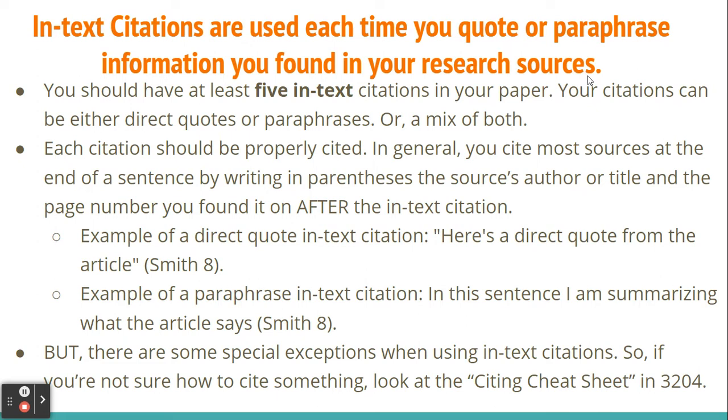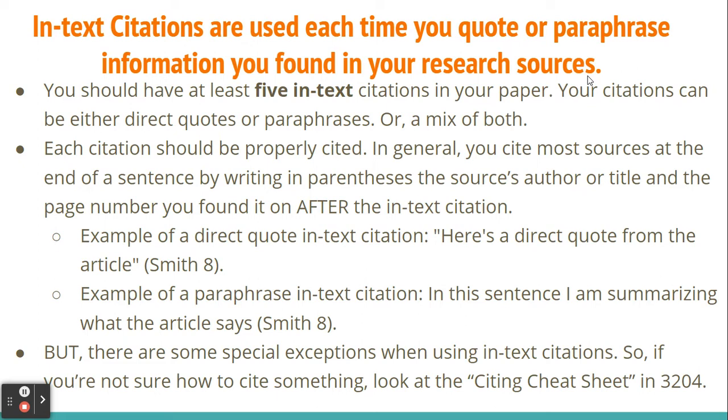So for the second example, this is a paraphrased in-text citation. So it's not in quotes, but still at the end of the sentence before the period, you would put in parentheses the author if it has one. If not, you'd put the title. And then the page number you found it on if it does have different pages.